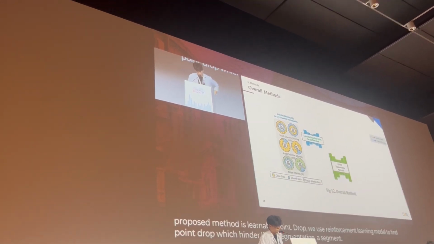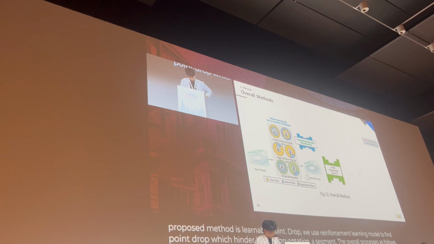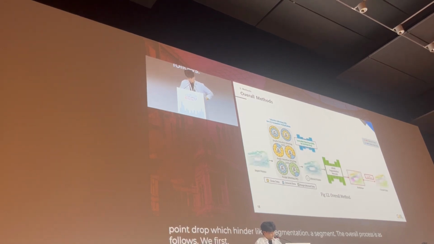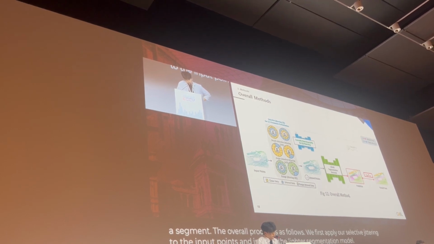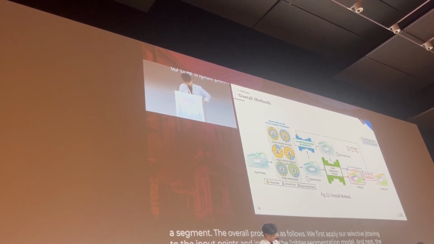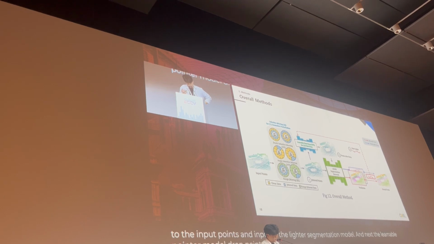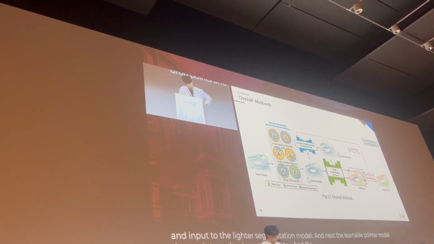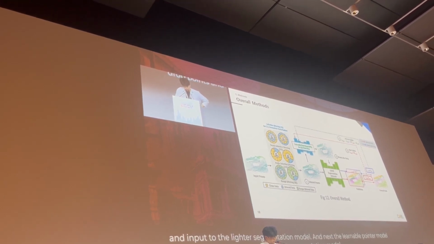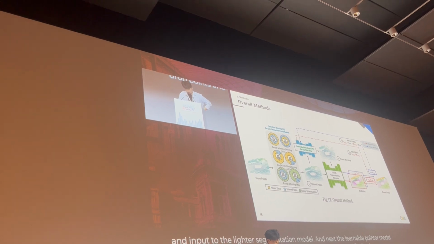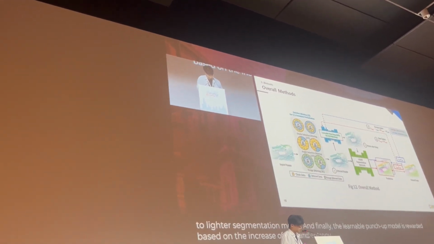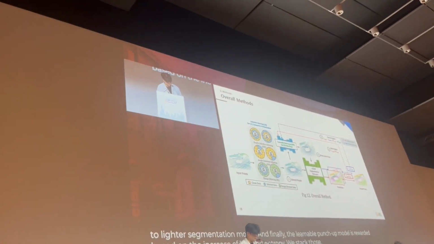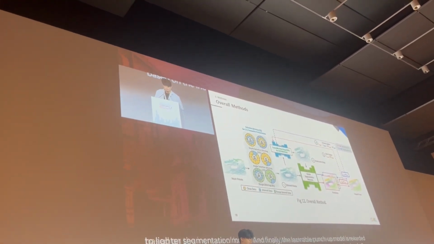The overall process is as follows. We first apply our selective jittering to the input points and input it to the LiDAR segmentation model. And next, the learnable point drop model drops points and re-inputs to the LiDAR segmentation model. And finally, the learnable point drop model is rewarded based on the increase of cross-entropy loss. We stack those two losses and train the LiDAR segmentation model at once.